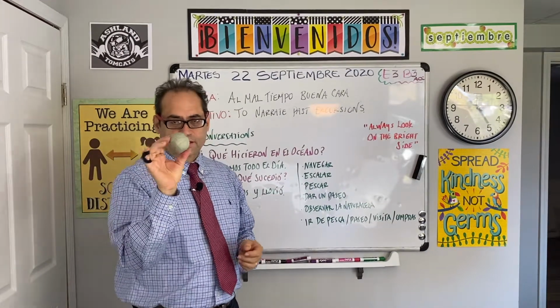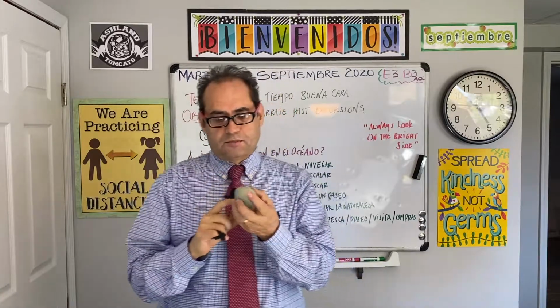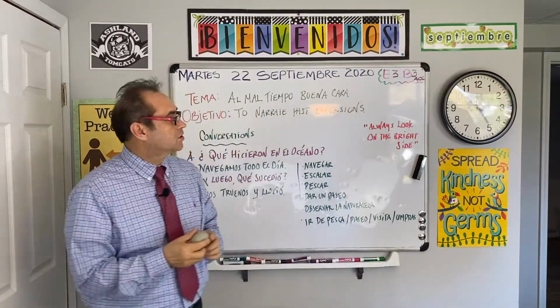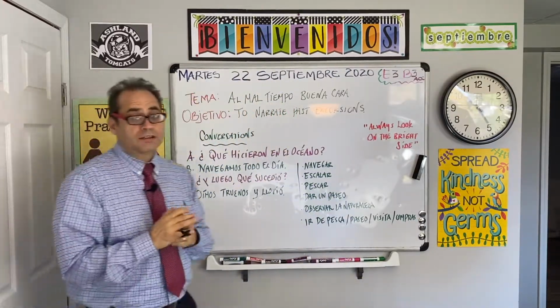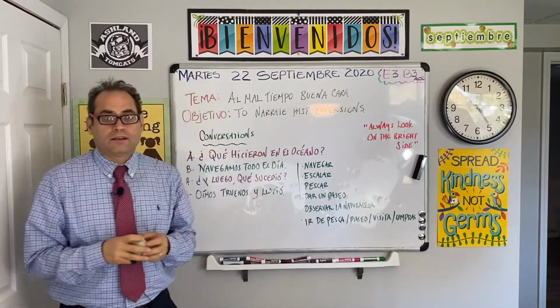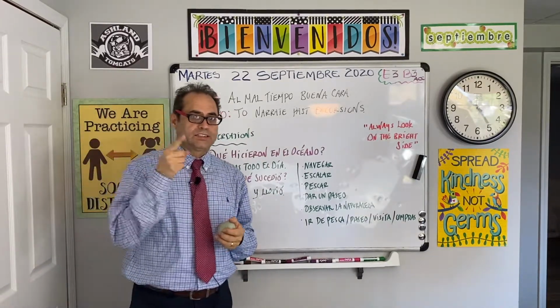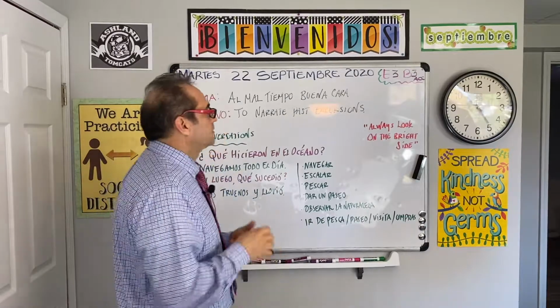Because what is this? This is your brain. This is your brain. I'm going to start molding your brain today with the Spanish language. All right? Let me go. Today is martes 22 de septiembre del año 2020. Español 3, bloque 3, accelerated. Speed up, speed up, speed up, speed up.